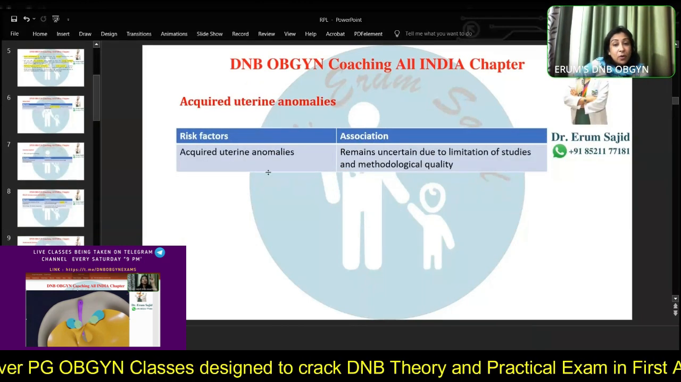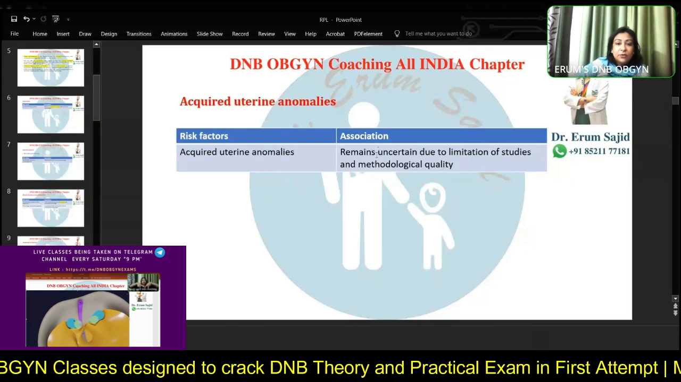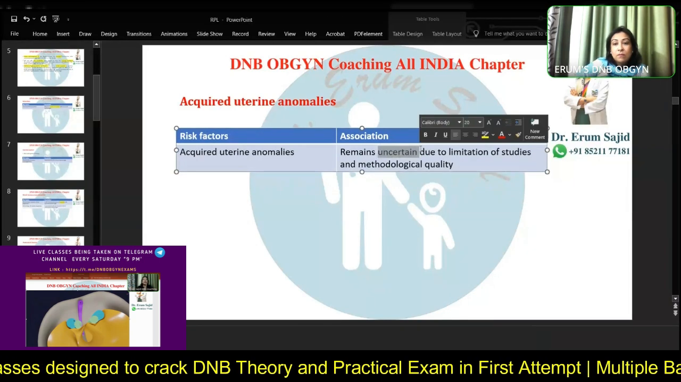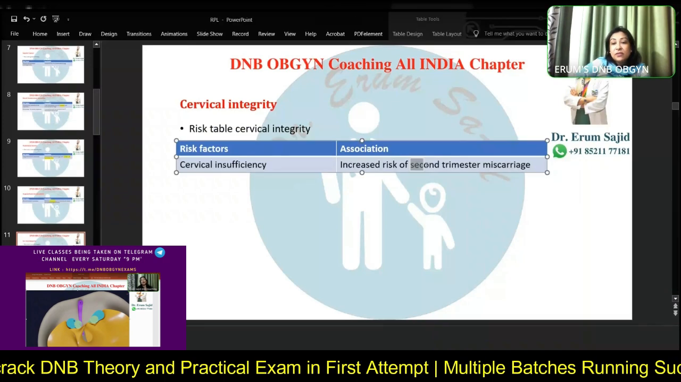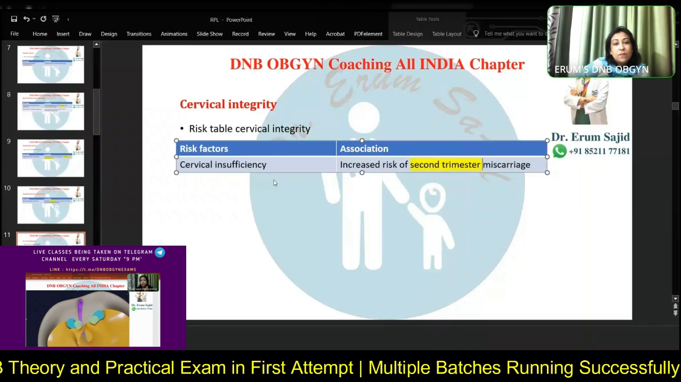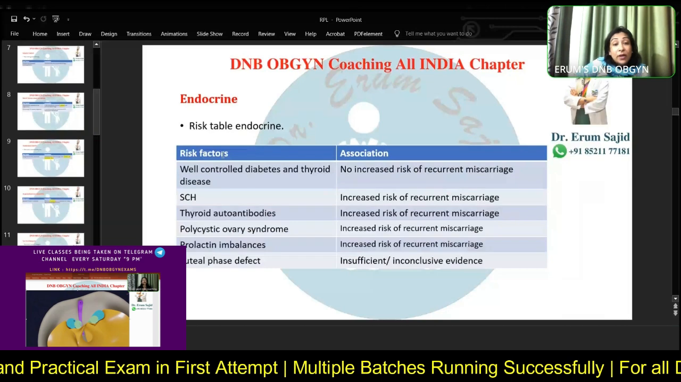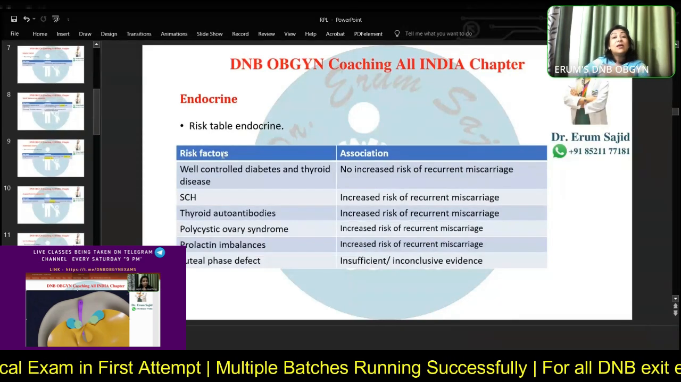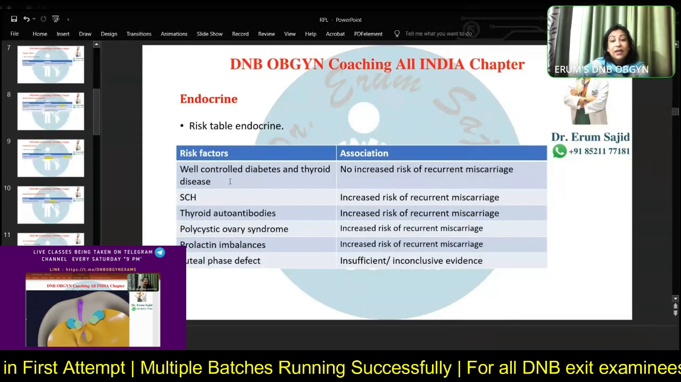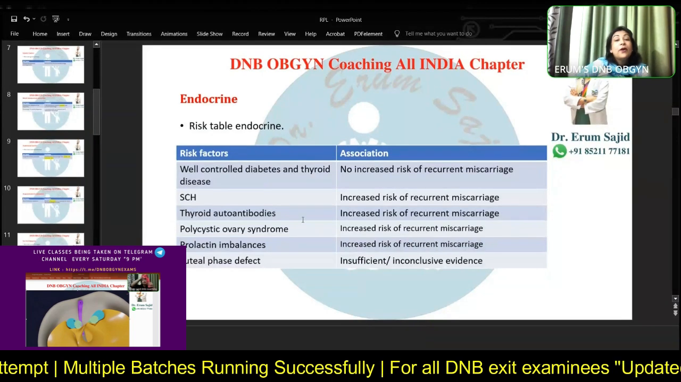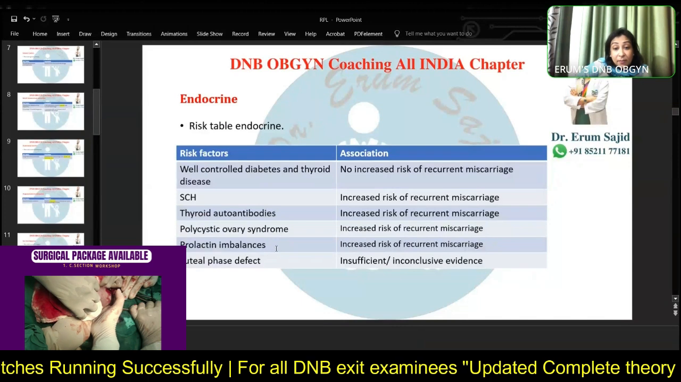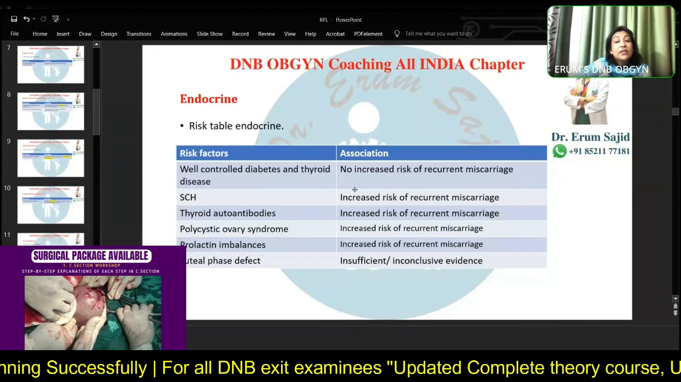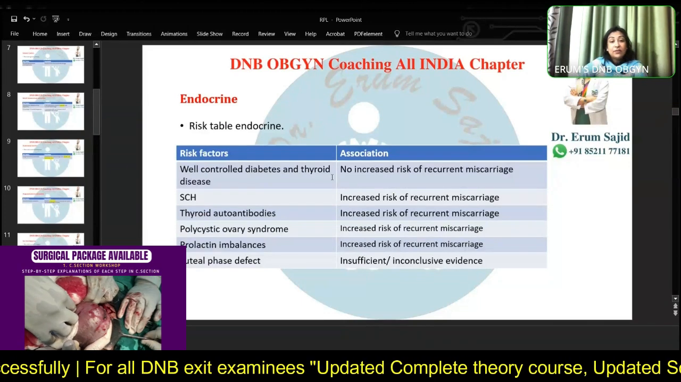Then what about acquired uterine abnormalities? Well, that's uncertain. We do not really know. Okay. Cervical insufficiency, mostly second trimester miscarriage. Yes? Okay. Then what about endocrine? Now here comes your subclinical hypothyroidism, thyroid antibodies, PCOS, prolactin imbalances, all of them have increased risk. Okay? You cannot overlook these.